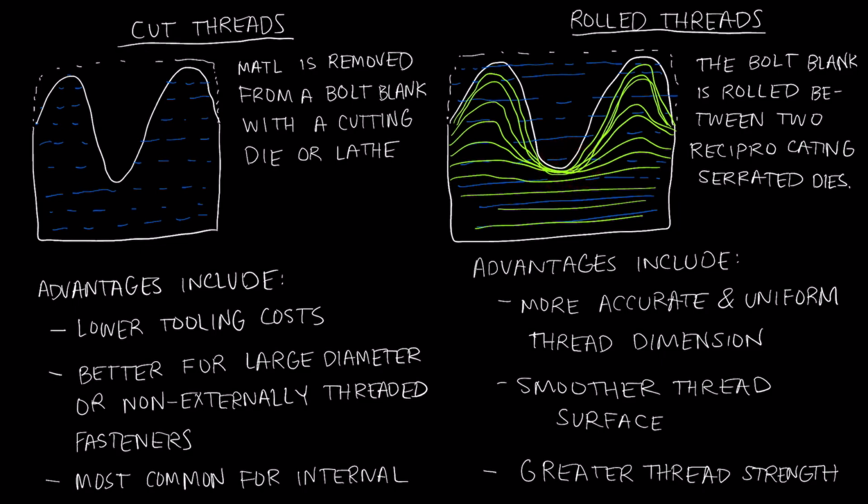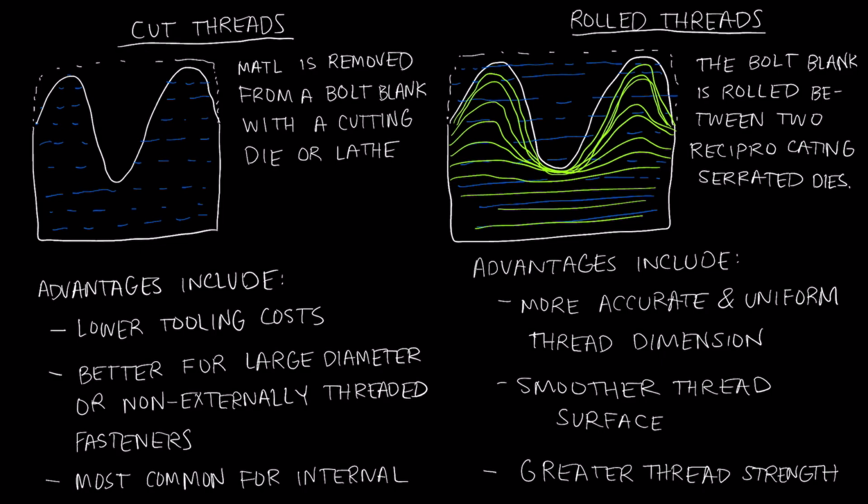Cut threads, on the other hand, are going to be more flexible in terms of the range of thread sizes and shapes that can be produced. They're just easier to manufacture. They can be repaired or modified easily if necessary. And so cut threads will be commonly used in applications where high strength is not as critical.